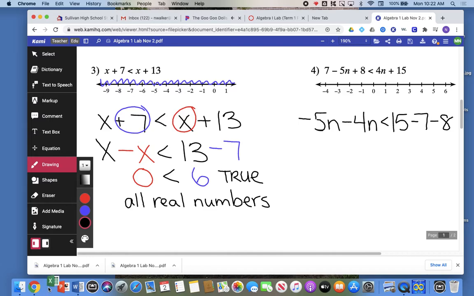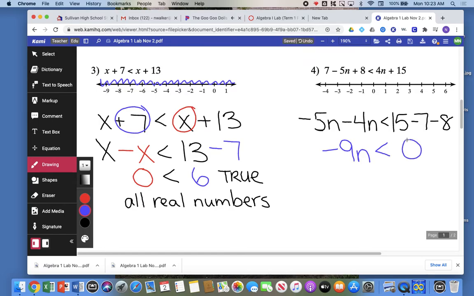So on this one, are we all okay with this? If you move a positive 4 over to the other side, it becomes a negative 4. If you move a positive 7 and a positive 8 over, they both switch signs. So guys, what is negative 5 minus 4? This becomes negative 9n is less than, what's 15 minus 7 minus 8?